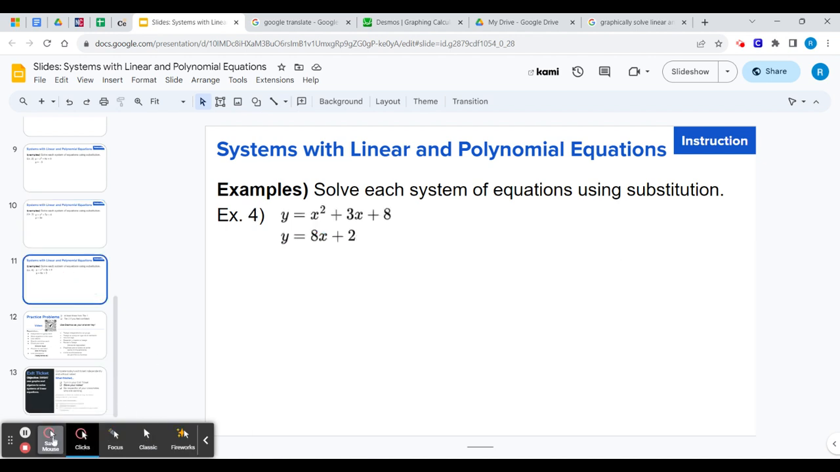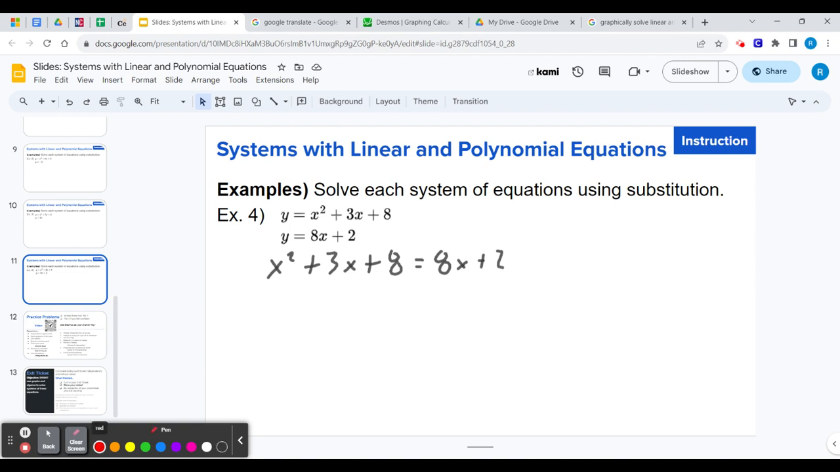So if we move to example 4, now we have an even more complicated equation for our second one. The same principles are going to apply as before. We have both equations equal to y, so we can simply set them equal to each other. x squared plus 3x plus 8 equals 8x plus 2.